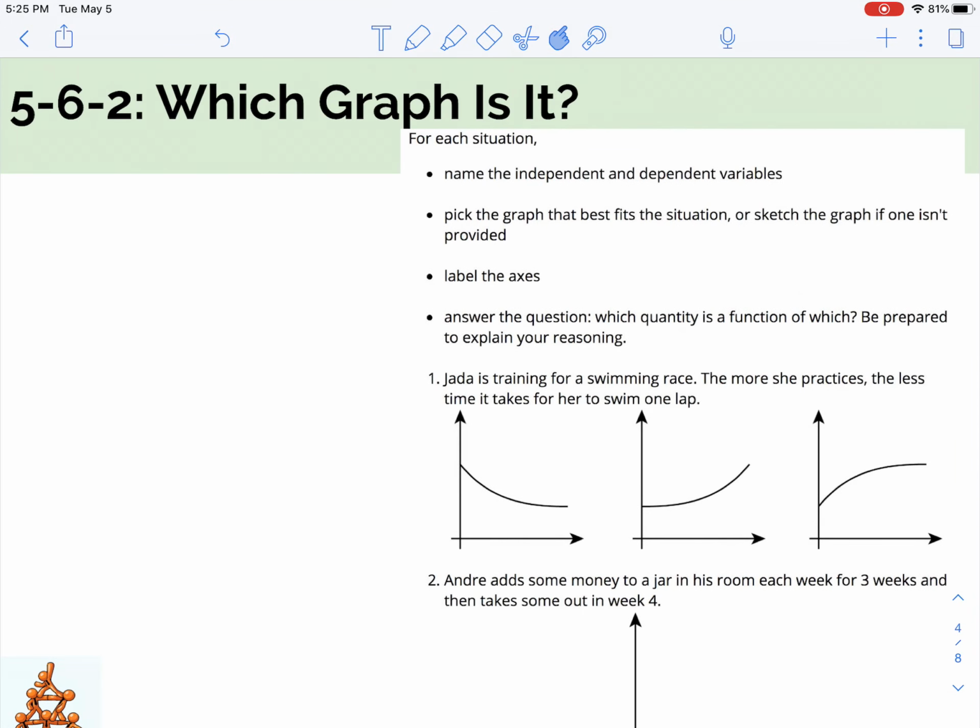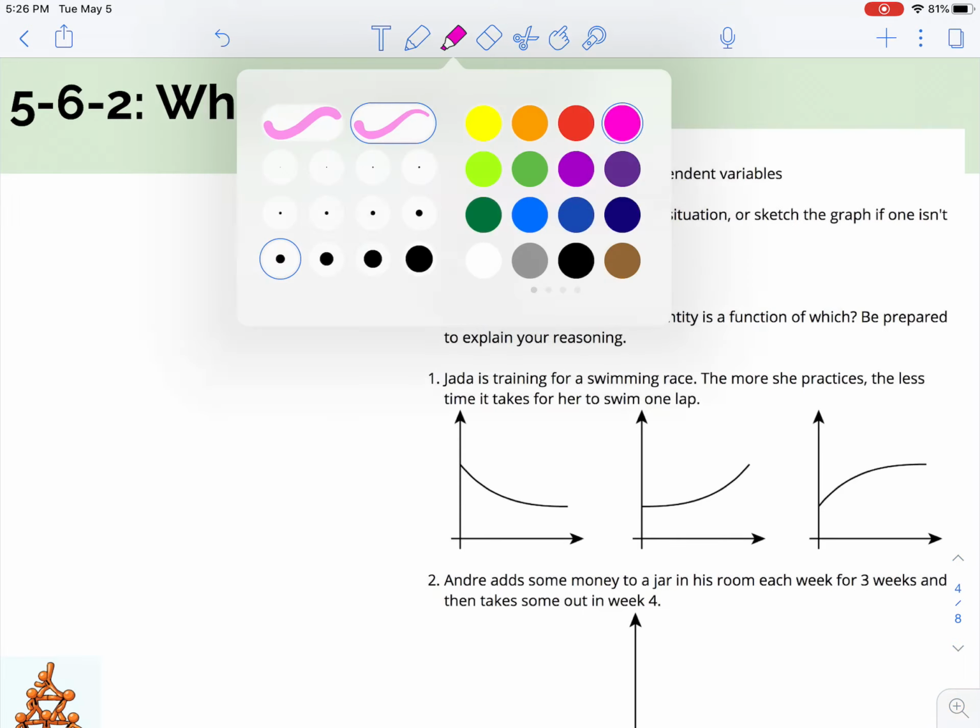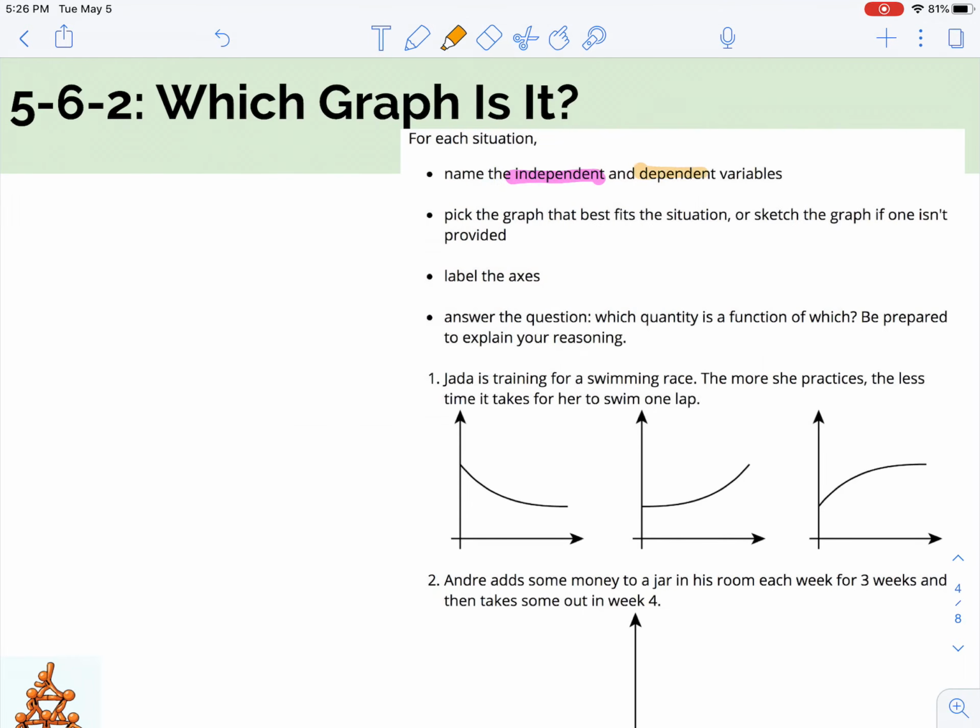Okay, activity 2 continued. For each situation, name the independent and dependent variables. Pick the graph that best fits the situation, or sketch a graph if one isn't provided. Label the axes and answer the question, which quantity is a function of which? Be prepared to explain your reasoning. That would just be in writing.